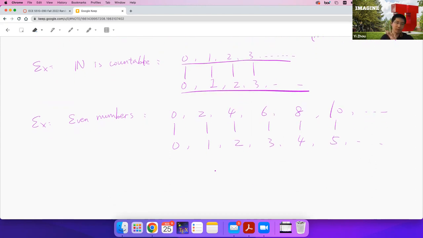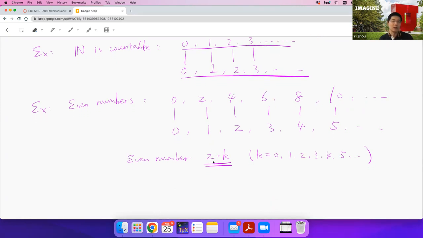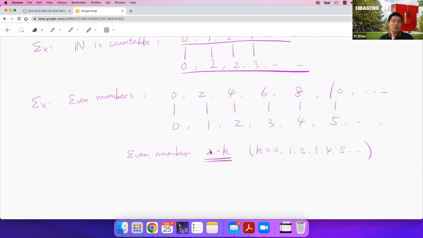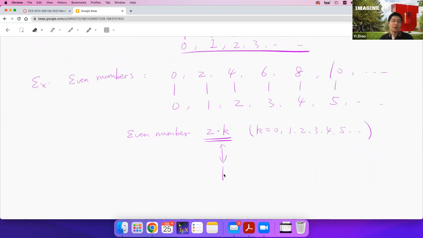Now, more precisely, every even number can be written as 2 times k, right? Where k starts from 0, 1, 2, 3, 4, 5. This is the expression for even number. It's 2 times k, where k can take any value of natural numbers. So this is a natural one-one correspondence between even numbers and natural numbers. Every even number can be written as 2 times a natural number k, and then I will assign this even number to the natural number k. This is a unique assignment, and it's 1-to-1.